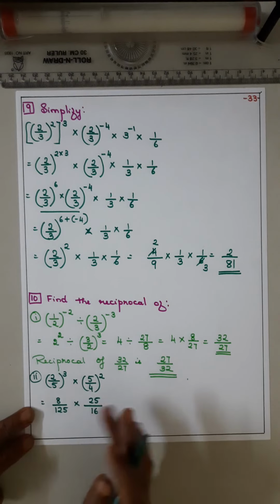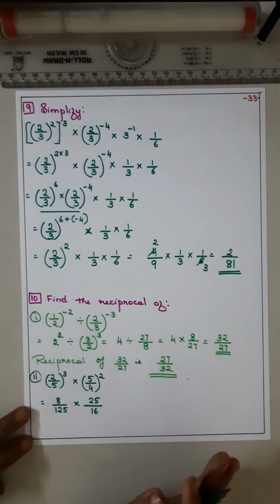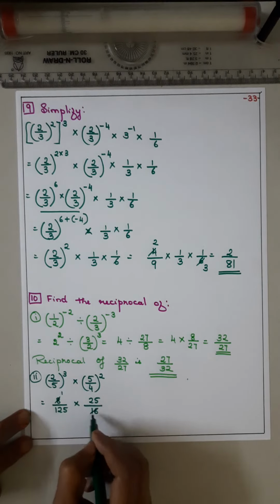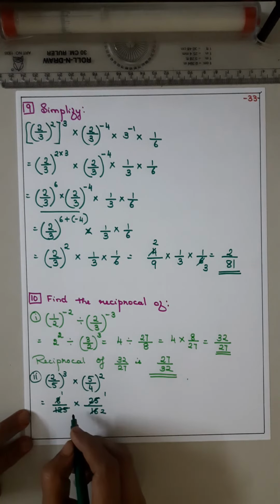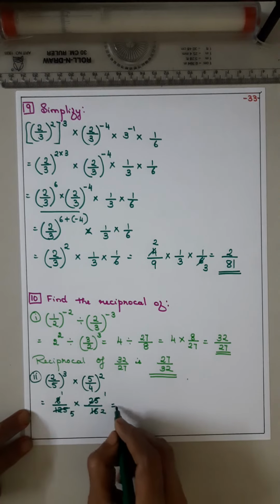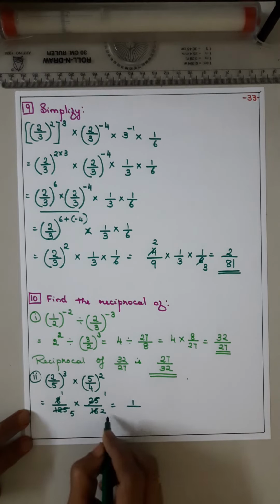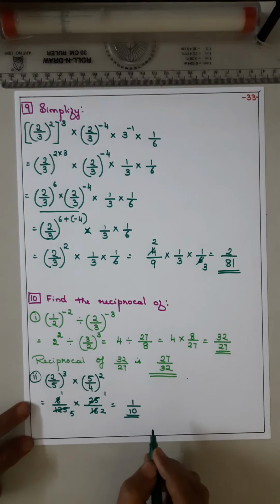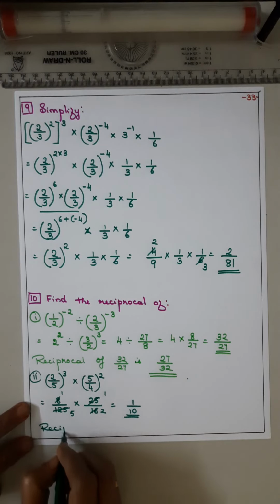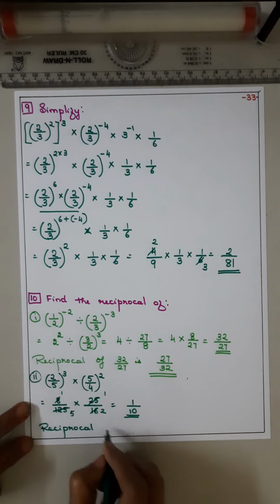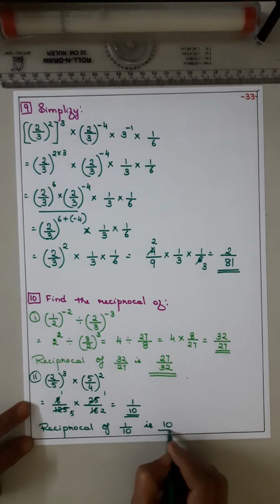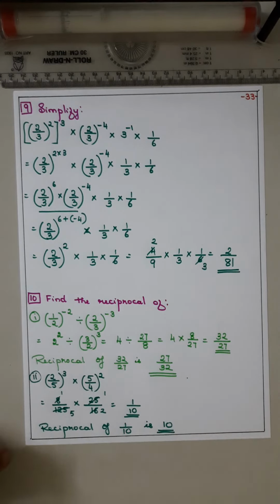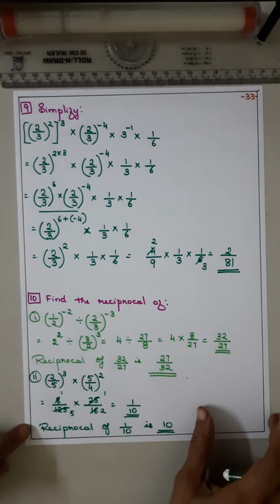देखो इधर बेसिस भी सेम नहीं है, पावर भी सेम नहीं है. सो डायरेक्टली फाइंड द प्रोडक्ट. नाउ 8 1s are 8, 8 2s are 16, 25 1s are 25, 25 5s are 125. Now you got the answer 1 by 5 2s are 10. Now reciprocal of 1 by 10 is 10. So first find the value and then the reciprocal.